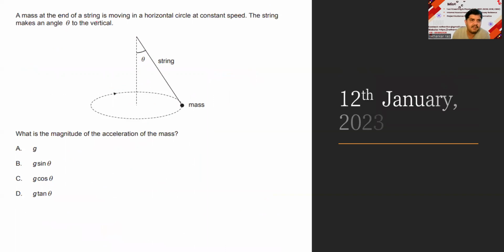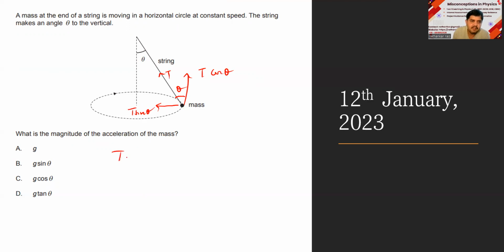A mass at the end of a string is moving in a horizontal circle at constant speed. The string makes an angle theta with the vertical. What is the magnitude of the acceleration of the mass? Now, where is the acceleration acting? It is actually acting here, right? We need to know that. So towards it, if T is the tension here, now what do we have? If this angle is theta, this angle should also be theta. So this should be T cos theta and this should be T sin theta.